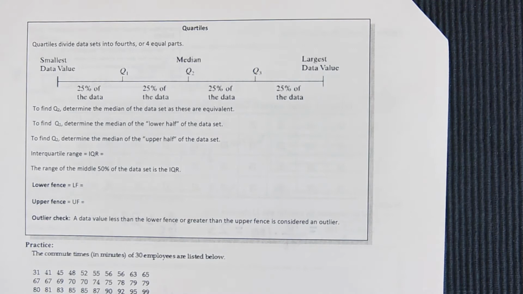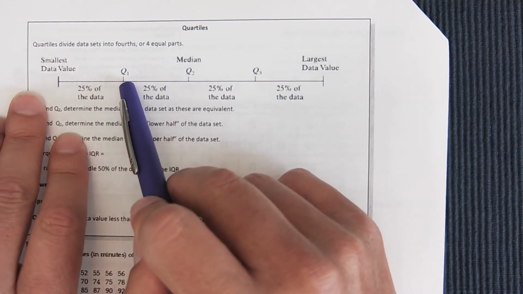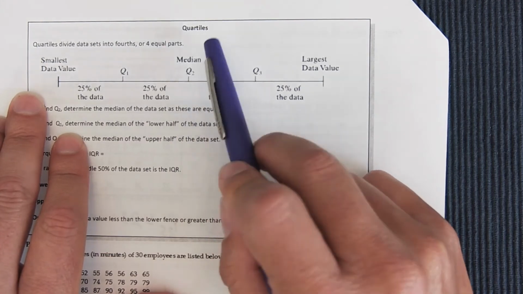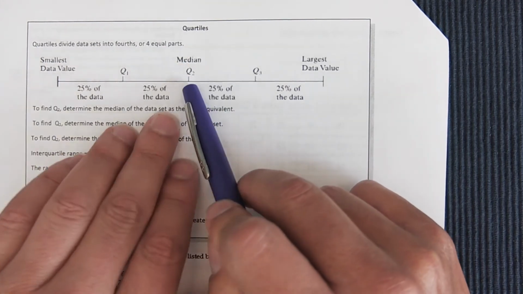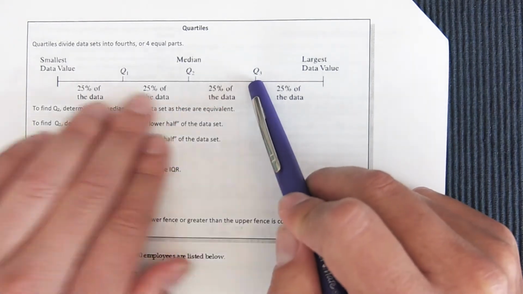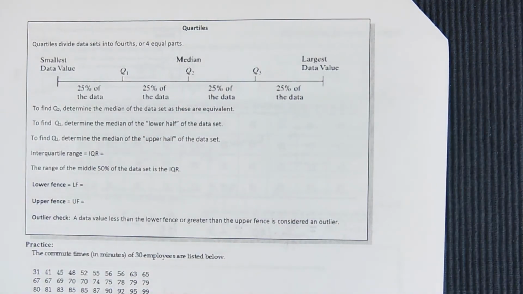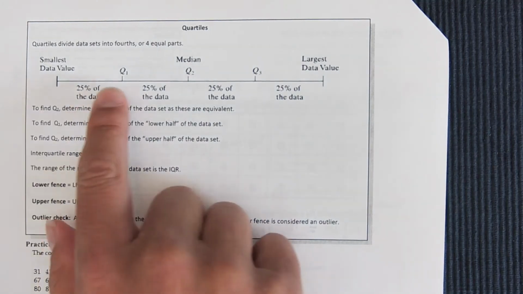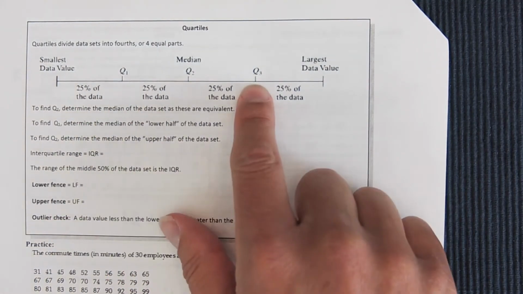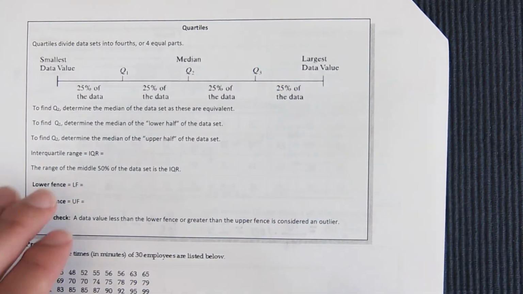All right, so basically quartiles, the first quartile means that 25% of the information is below it. The second quartile, which is the median, means that 50% of the information is below it. The third quartile means that 75% of the data is below it. And this is going to generate what's called a 5-number summary: minimum value, Q1, the median, Q3, and the maximum value. We'll talk more about that in just a moment.